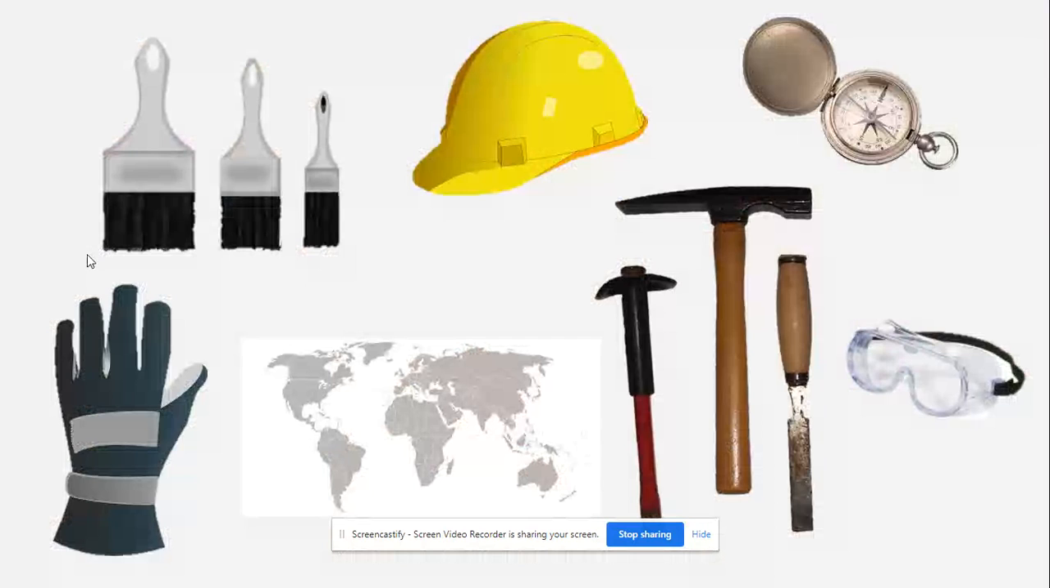Okay, so here are some of the tools that a paleontologist uses. A paleontologist uses things like a brush to brush away the dirt and the soil from fossils. They use protective equipment like a helmet, gloves to protect their hands, and goggles to protect their eyes. They will use digging tools to help them dig, and they'll also use a compass to see which direction they are digging in as well.